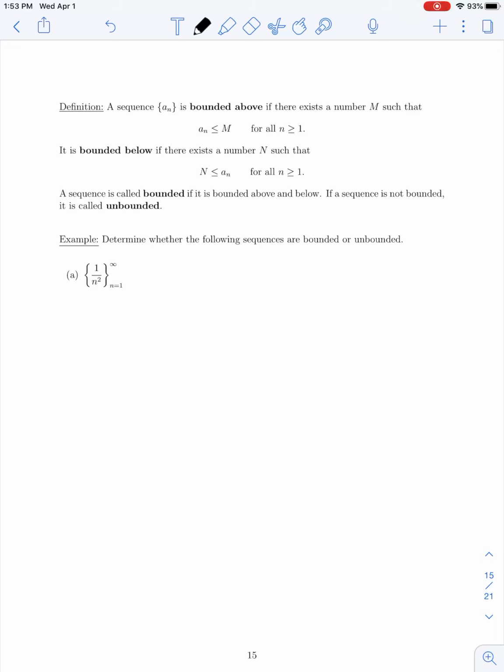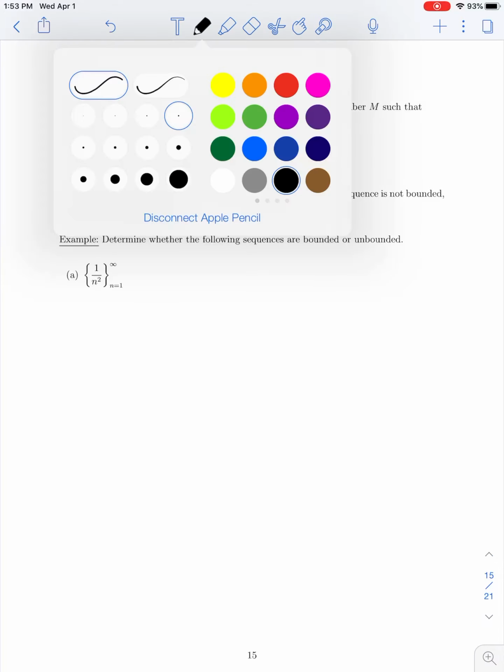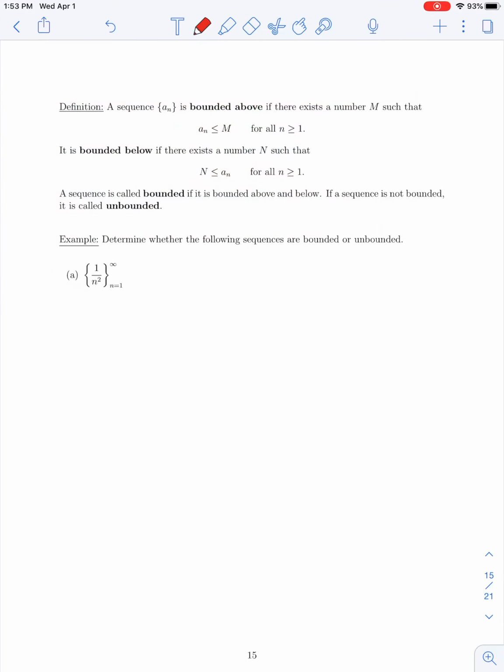Now, the next thing that we're going to talk about for sequences is some classification schemes for sequences. So we need to introduce a little bit of terminology here. The first type of classification we'll talk about for a sequence is whether it is bounded or unbounded. So let's introduce some terminology here.